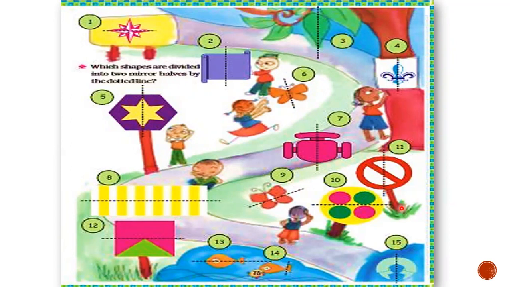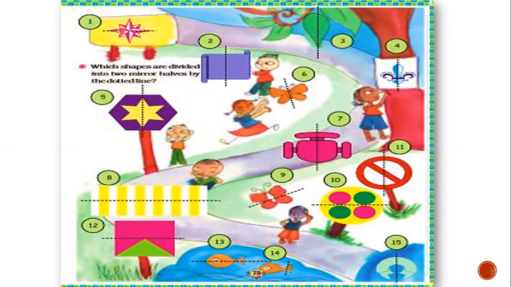Okay, the question is, which shapes are divided into two mirror halves by the dotted lines? Here, 15 figures are given. You have to see which of these figures are divided into two mirror halves. Here, not exactly symmetry is asked. Mirror halves means the color also you have to see. Mirror halves by the dotted line.